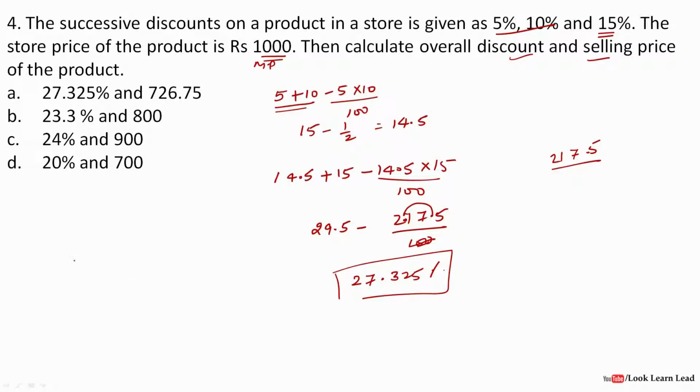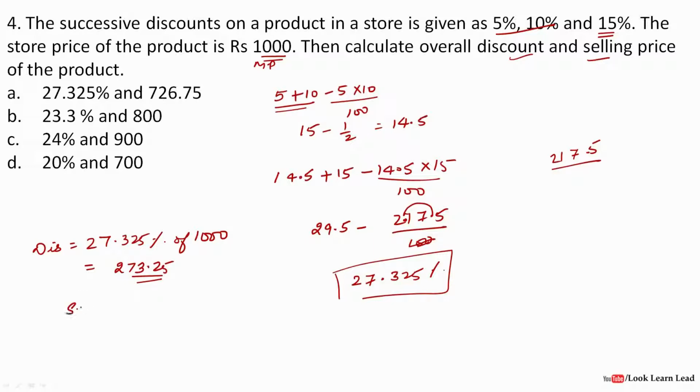Okay. Now the discount is what? The discount is 27.325% of 1000. So our overall discount is, it is 1000, so it would be divided by 100. It will cancel it. We will get 273.25 is the discount.